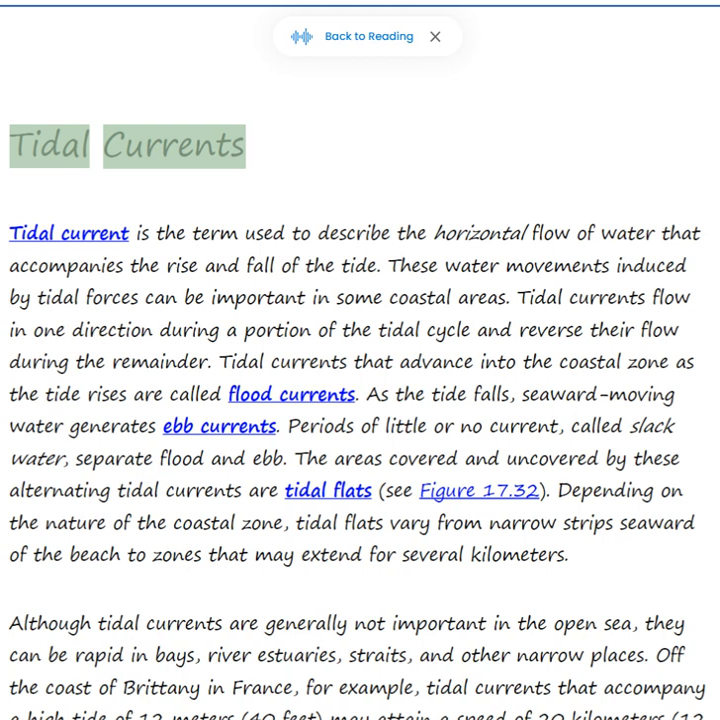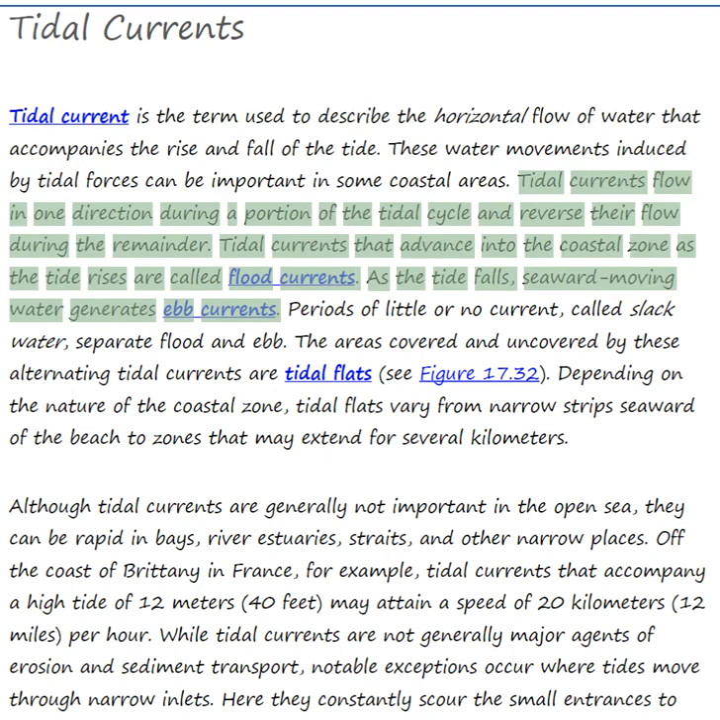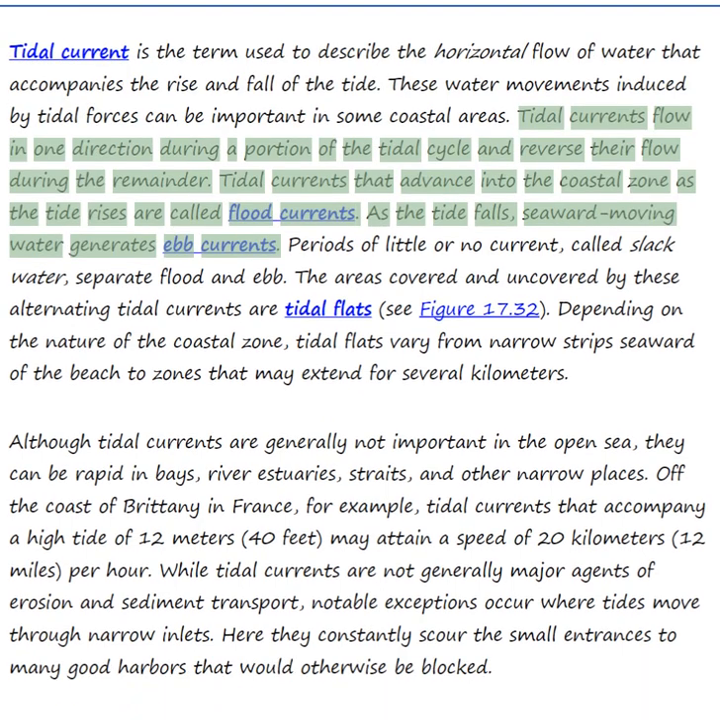Tidal currents. Tidal current is the term used to describe the horizontal flow of water that accompanies the rise and fall of the tide. These water movements induced by tidal forces can be important in some coastal areas. Tidal currents flow in one direction during a portion of the tidal cycle and reverse their flow during the remainder.